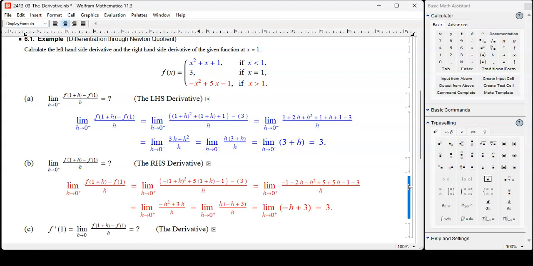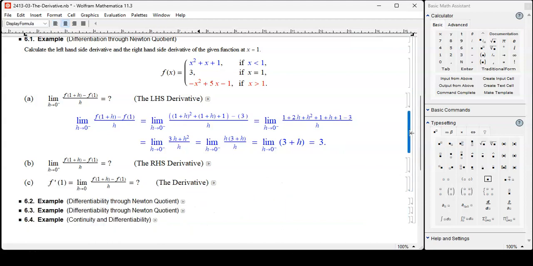What do you have? The left-hand side derivative, 3. The right-hand side derivative, 3. They're the same. So that's the same Newton quotient. The left-hand side limit of this Newton quotient and the right-hand side limit of the Newton quotient, they're the same. So the limit exists. Left-hand side limit and right-hand side limit both exist, and they're the same, so the limit exists. The common value is the derivative.